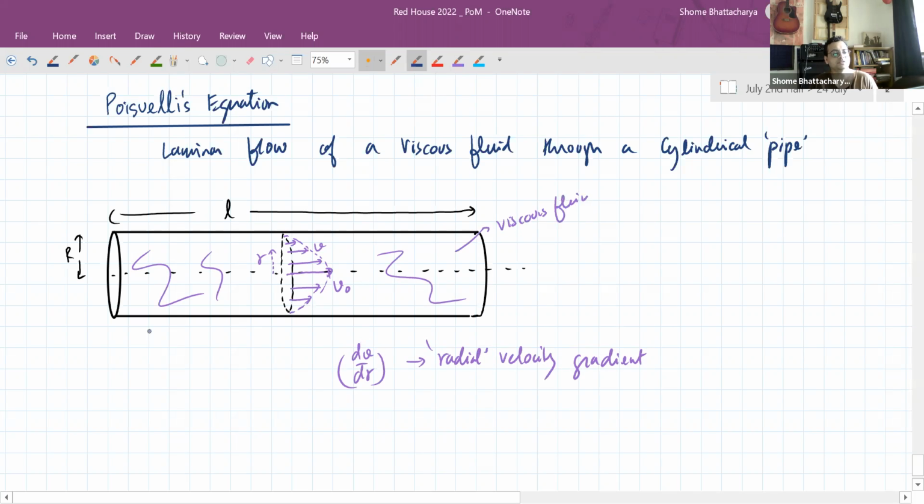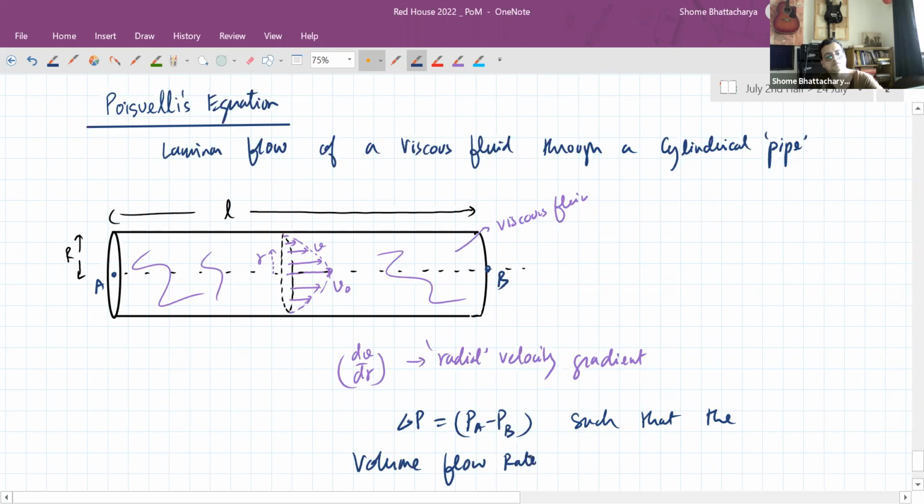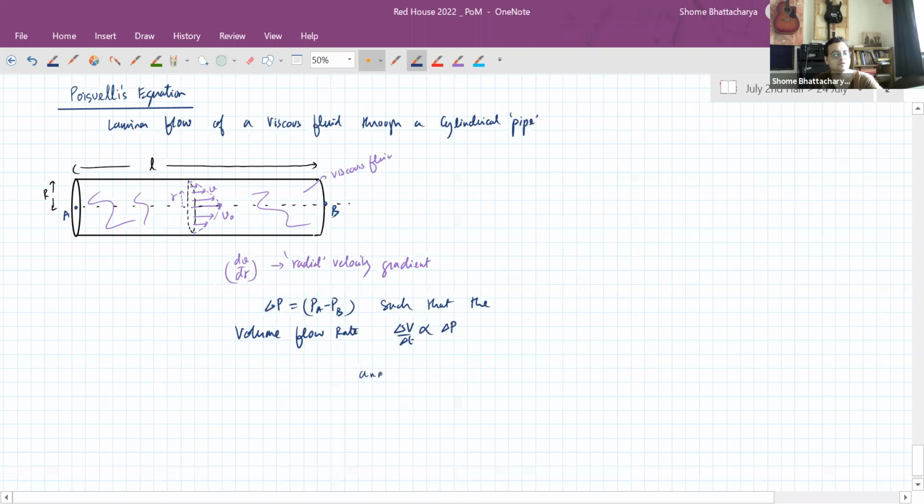To keep the viscous fluid in flow, we'll have to maintain a pressure difference across this. If this point is A and this point is B, we'll have to create a continuous pressure difference, delta P, such that the volume flow rate, delta V by delta T, is directly proportional to this pressure difference and inversely proportional to a property of the system called viscous resistance. That is its resistance to flow.